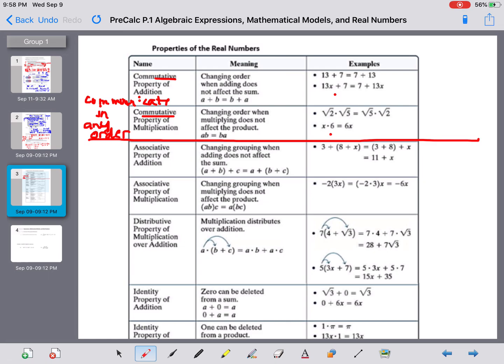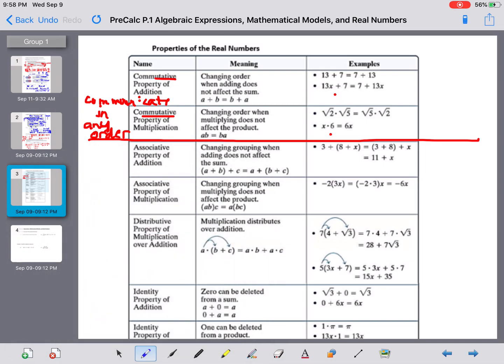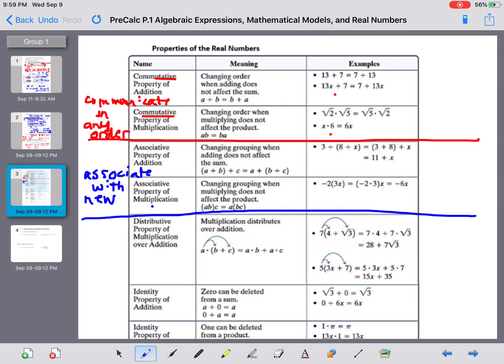All right, so my next one here is going to be the associative property. So the associative property, once again, is just addition and multiplication. Only those two have the associative property. So when I'm trying to think about this associative property, what does it mean? I associate. If you think about it, I associate with new friends, or old friends, it really doesn't matter.